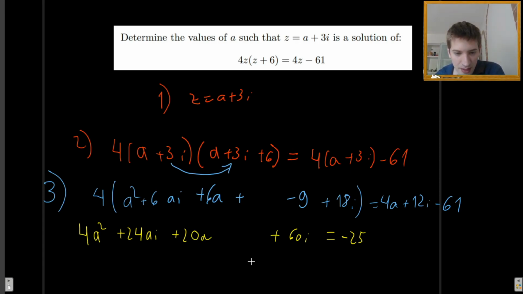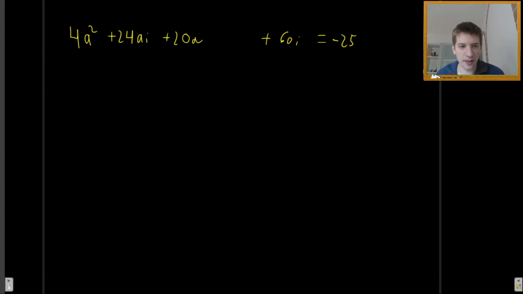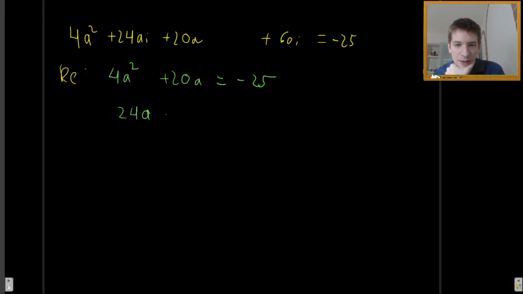Okay. And now we have to separate real and imaginary parts. So let me just copy this and go to a new page, because I'm kind of running low on space here. Okay, perfect. So let's now separate this. So the real part, maybe let's change colors. This is going to be 4a squared plus 20a. This has to be equal to minus 25.